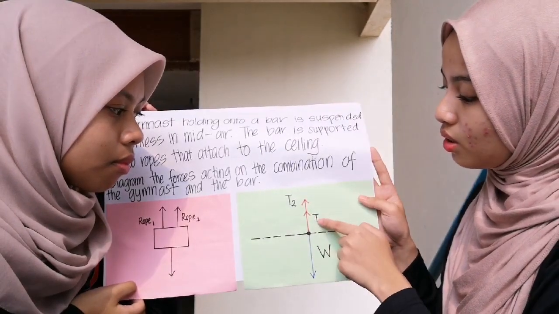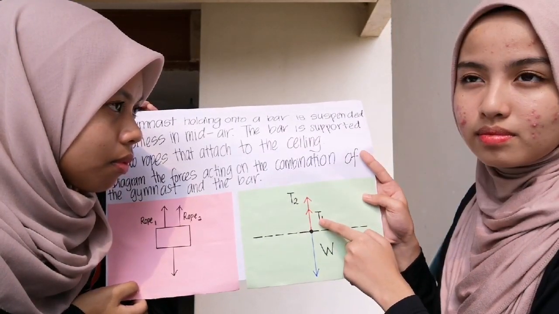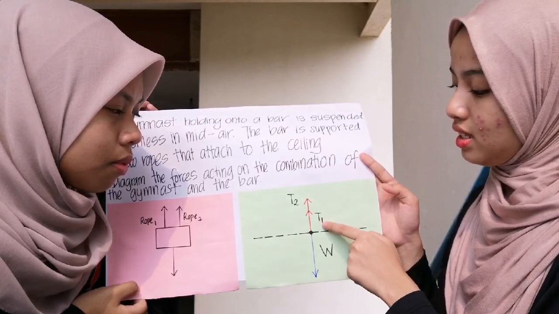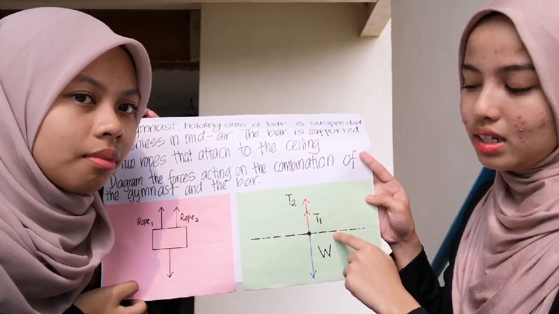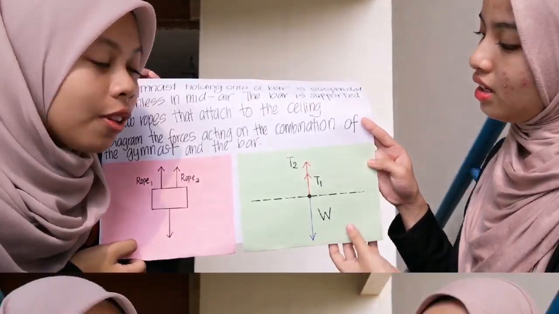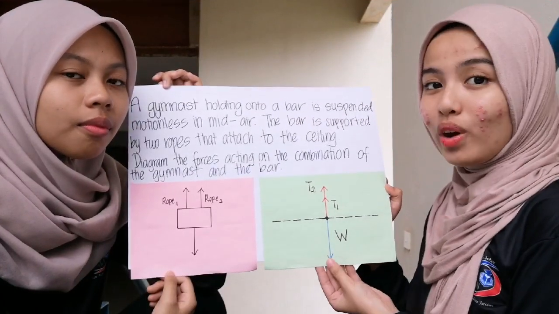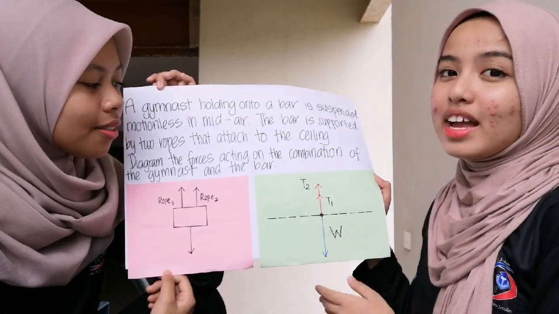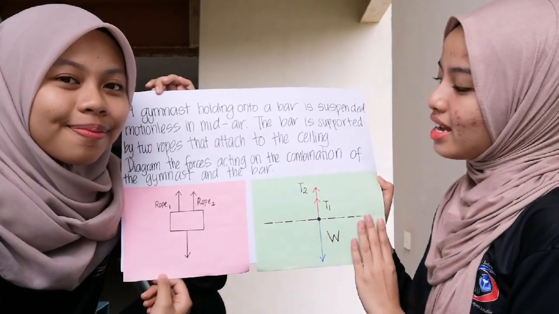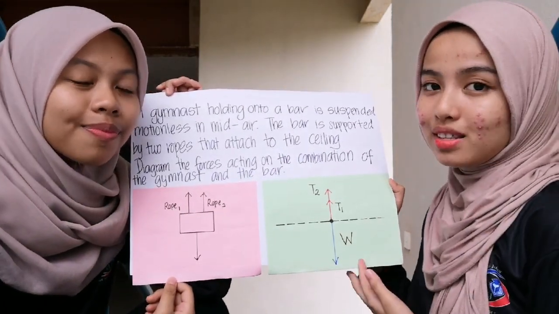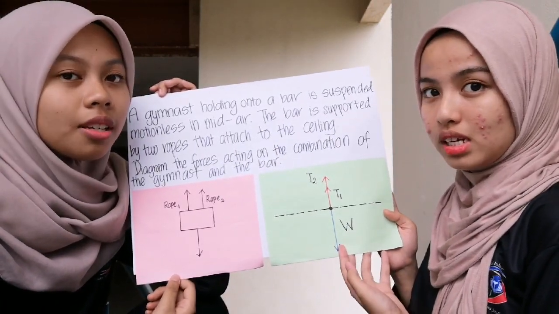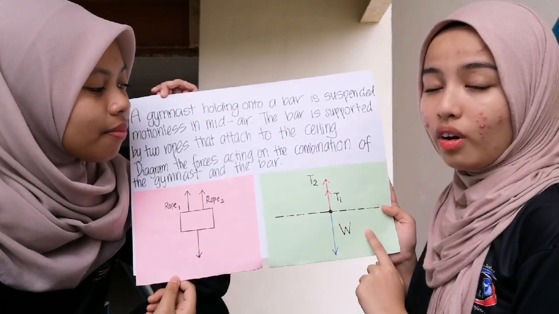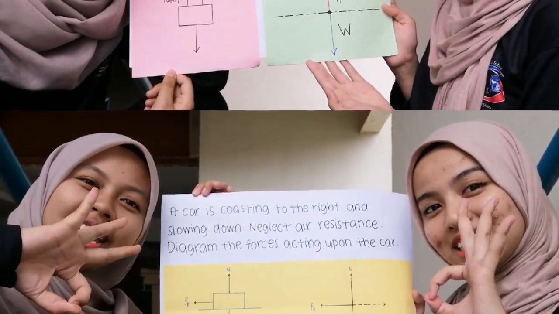So the ropes are sketched upwards and labeled as T1 and T2. Don't forget to label. Next is the weight force. Why weight force? Because the gymnast has mass, and mass is related to the equation W equals mg. That is why the weight force exists in this situation.